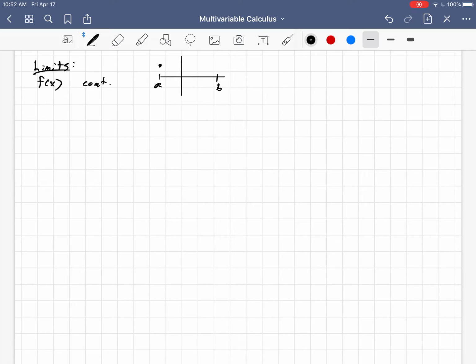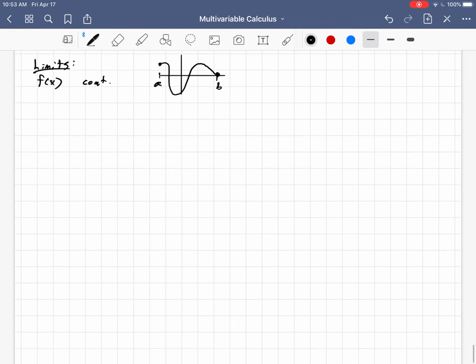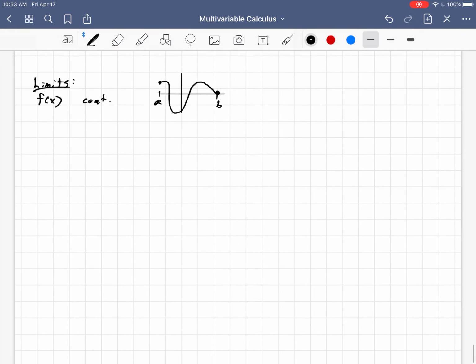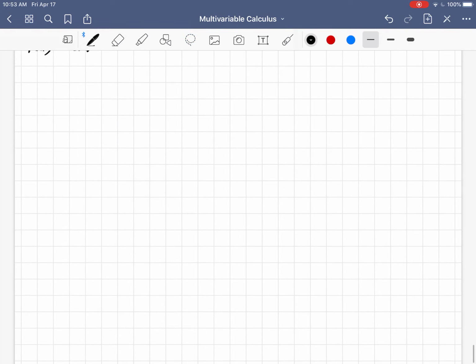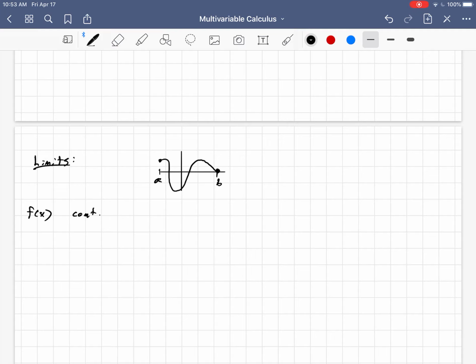The loose definition I'm going to give for now, since I haven't actually defined a limit yet, is a function f of x is continuous on a to b if you can hold your pencil starting on a and draw the function to b without having to lift up your pencil at all. You don't have to lift your pencil from the paper, and there are no sharp turns or anything like this. So this is, for now, what I'm going to define as continuity.